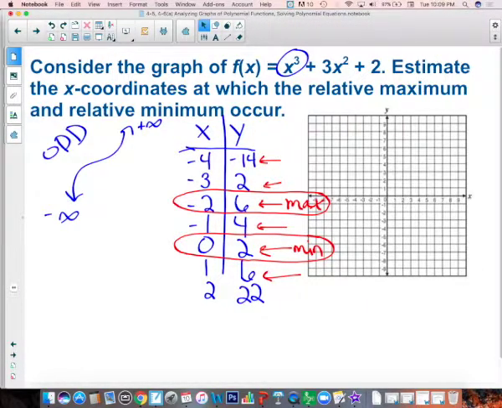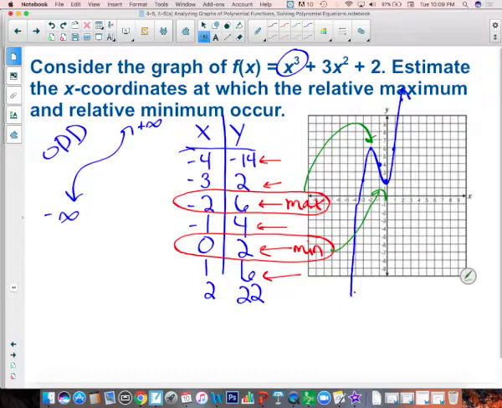All right, so if you plot your points on the graph, so negative 4, negative 14, that's going to be way down there. Negative 3, 2. Negative 2, 6. Negative 1, 4. And 0, 2. 1, 6, 2, 22. So that's going to be kind of way up there. So if I just kind of follow from left to right, we're going to be here, there, and then back up. So you could check your graph to see if you did it right. We got our maximum value right there, minimum value right there. Boom, you got it. Okay?